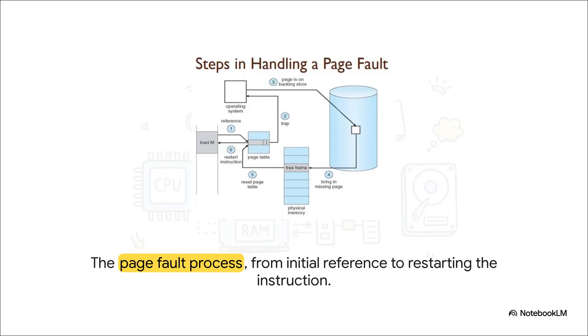This diagram gives us a great visual of that whole dance. You can see the request fails at step 1. The OS takes over, goes to the disk, which it calls the backing store, pulls the page into memory, fixes the table, and then restarts the instruction like nothing ever happened.